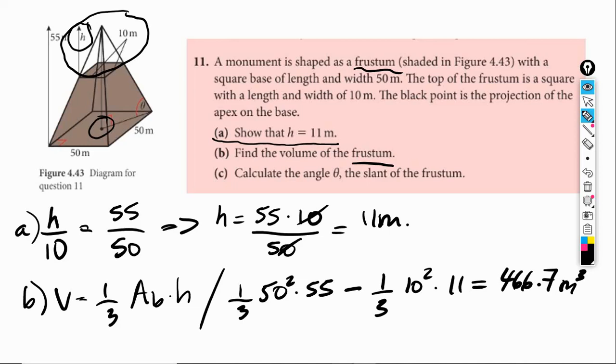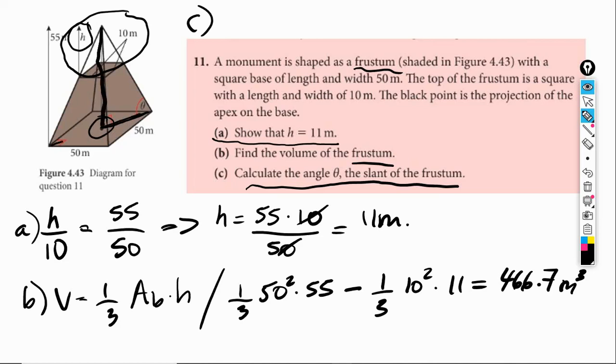Finally, it says calculate the angle theta, the slant of the frustum. So they want us to calculate the slant of the frustum. Now, in order to do this, we need to know what this length is here. And we already know what the height is, so that way we can have a right triangle and just use inverse tangent. Okay, so I'm going to do C up here. So basically the first thing we need to do, again, is to find the base of the right triangle that we can see here, that is formed with the height and this distance here. So we need this distance.